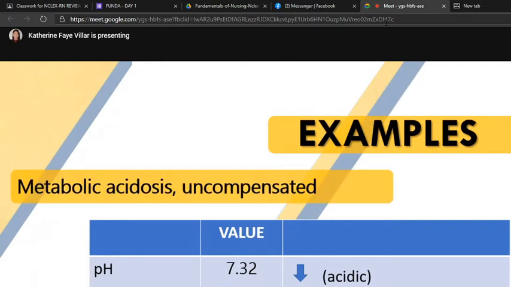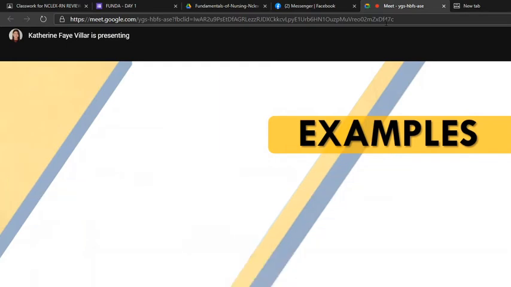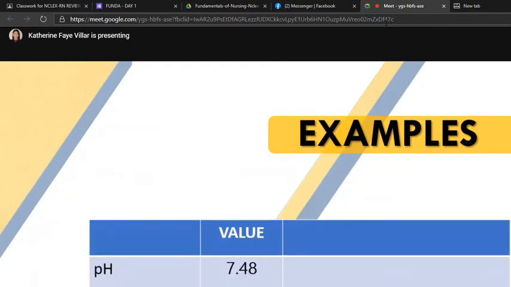Next example, pH is 7.48. O si Jess naman yan, o si Jax. Ay, sige, sige. O, Kuya Jax. pH value is 7.48.